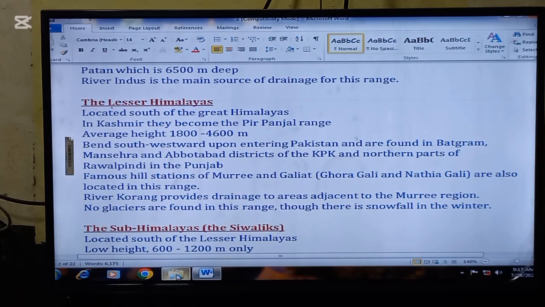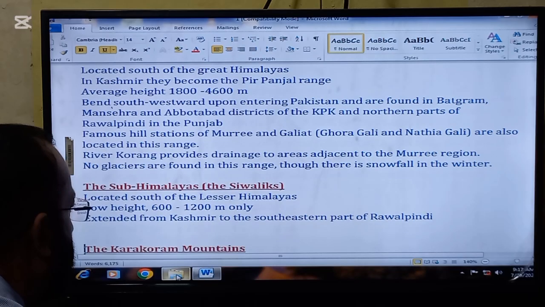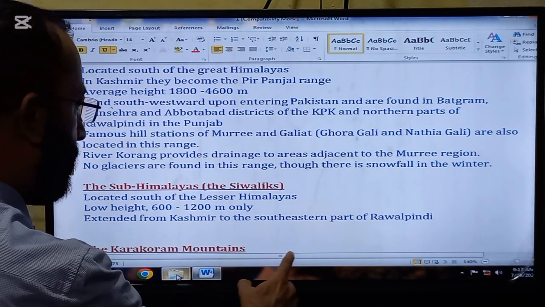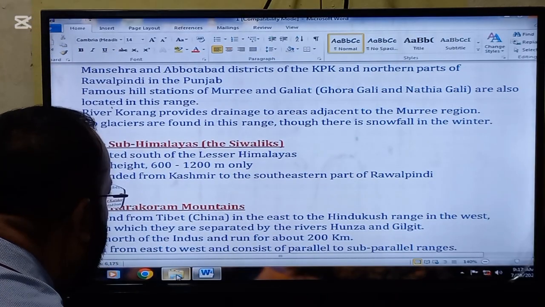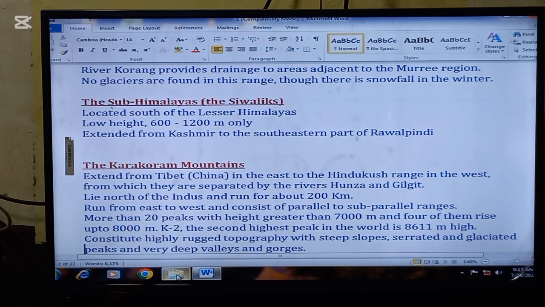Next, we are going to read the sub-Himalayas, the Sivaliks. Located south of the Lesser Himalayas, low height is 600 to 1,200 meters only, extends from Kashmir to the southeastern part of Rawalpindi. Okay, here we are going to read the next topic, that is Karakoram Mountains.